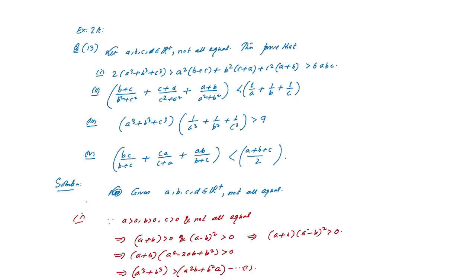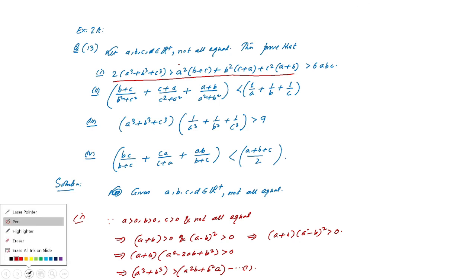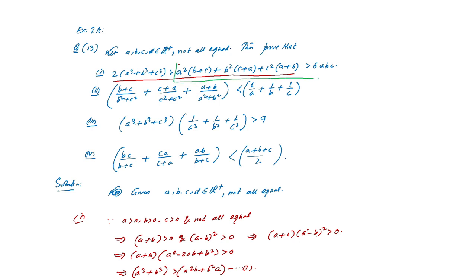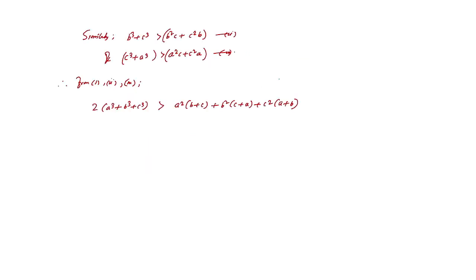So this we needed to prove. You will see 2 into a cube plus b cube plus c cube is greater than a square into b plus c, b square into c plus a, c square into a plus b. So that part is proved. Now we'll come to the second part. That means we'll show that a square into b plus c plus b square into c plus a plus c square into a plus b is greater than 6abc. So now we'll come to the second part of the problem.